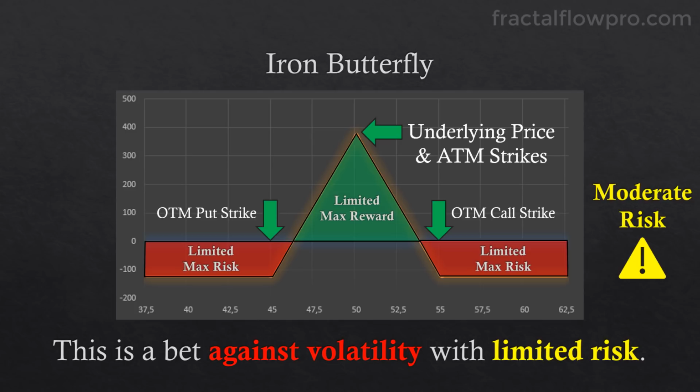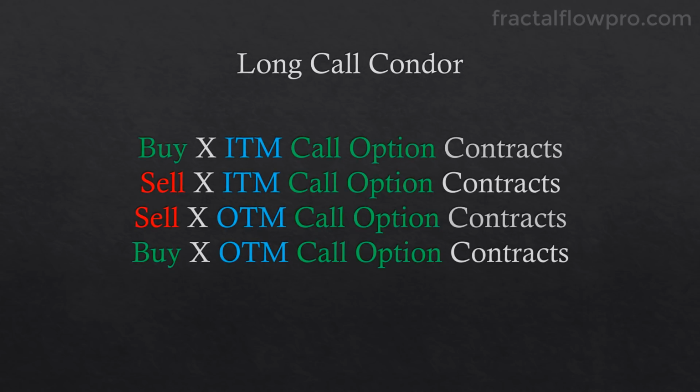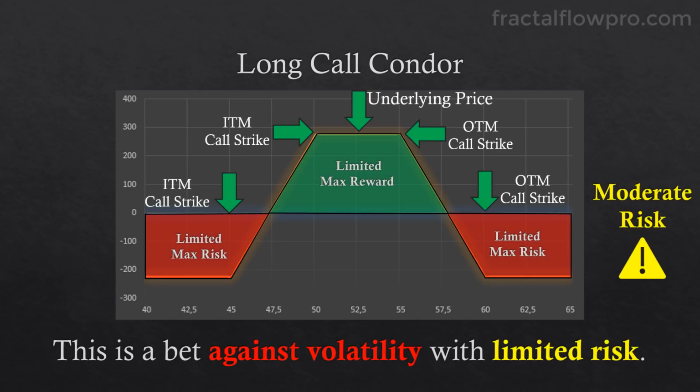The next strategy we'll study is called long call condor, and it's built by buying an X amount of in-the-money call option contracts, shorting an X amount of less in-the-money call option contracts, shorting an X amount of out-of-the-money call option contracts, and buying an X amount of more out-of-the-money call option contracts. In terms of payoff, the condor is very similar to a butterfly, but the difference is that the range of price that maximizes the potential reward is wider, and it's determined by the strikes of the call option contracts being shorted.